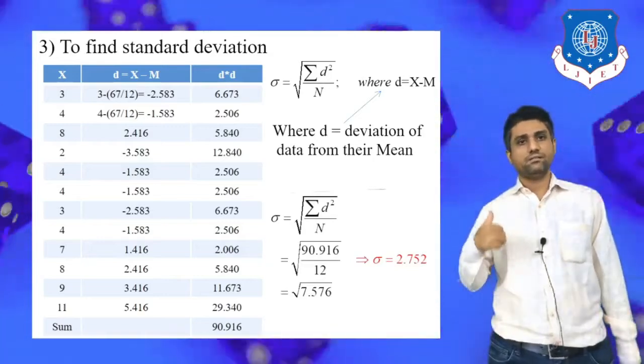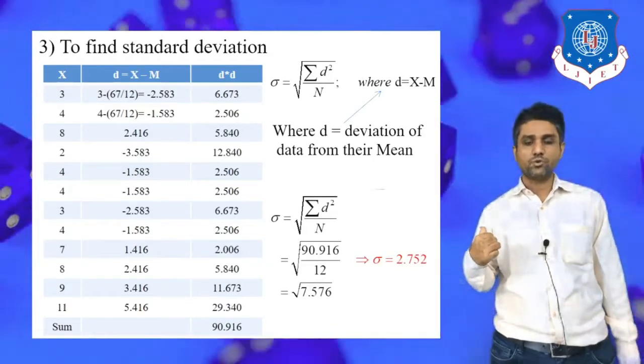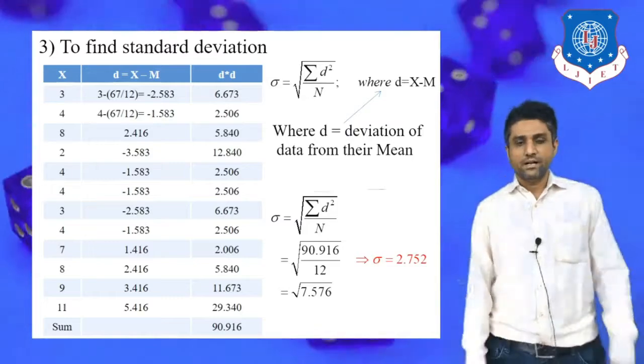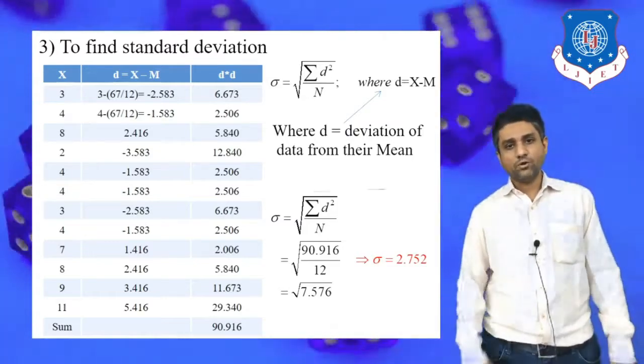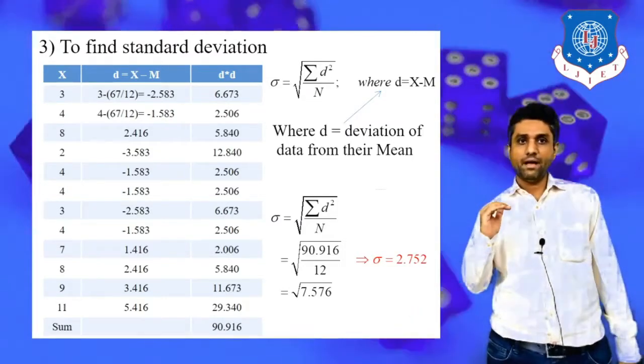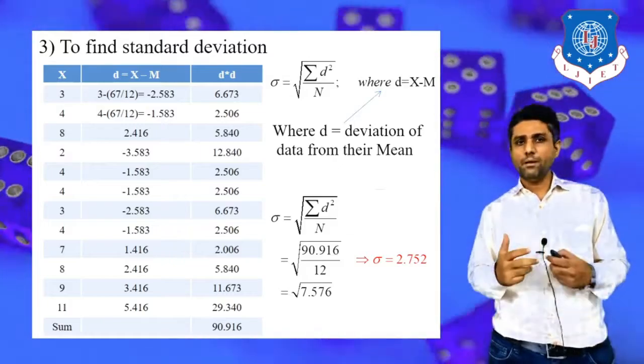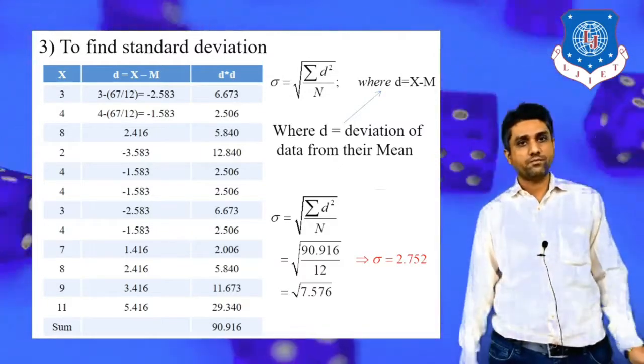So just plug the value into this formula. The standard deviation is the square root of 90.916 divided by n, that is 12. By simplifying that, we get 2.752.